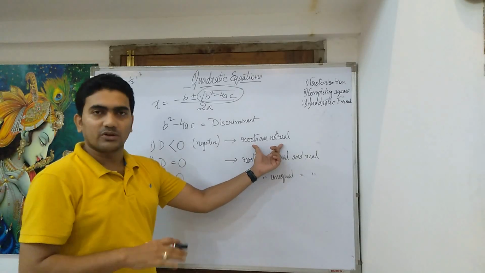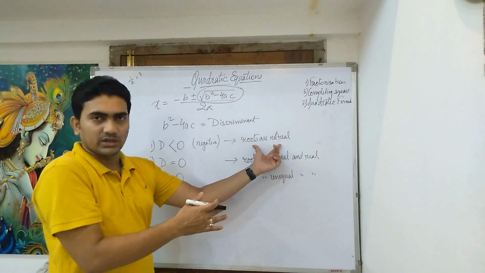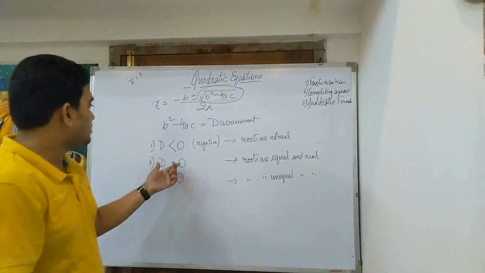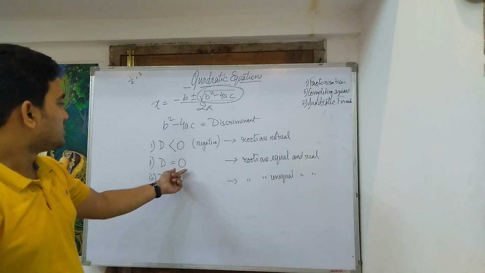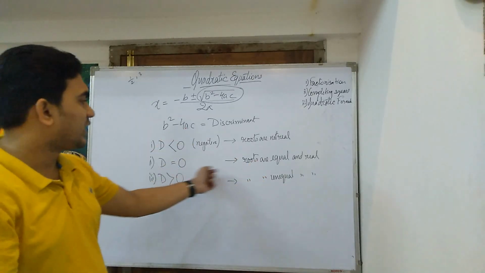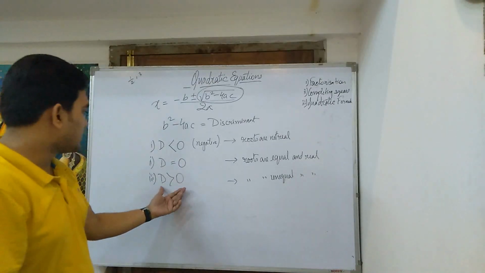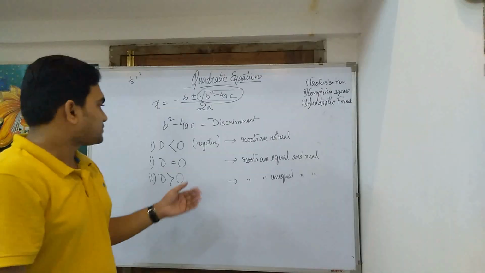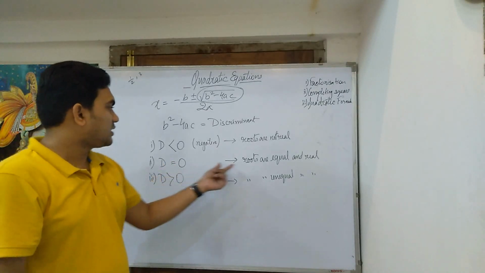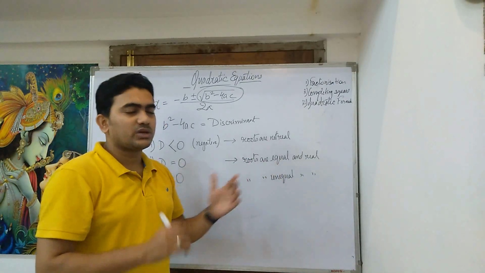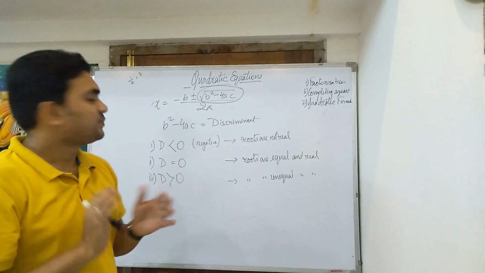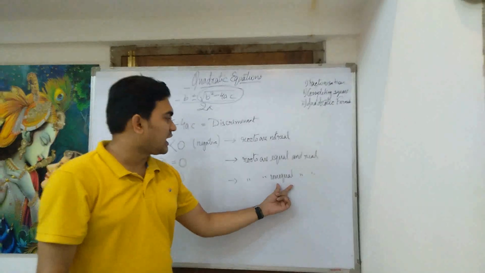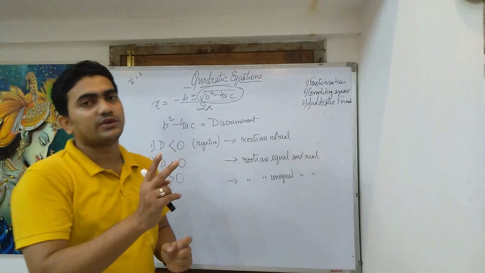If b square minus 4ac comes out to be negative, then we cannot find any real root. The sum has to be stopped there. If on checking it is 0, we can move on. We will have real roots. Again, if it is more than 0, we can move on. But in this case, the roots are going to be real. That means we are going to find only one value. And in this case, they are going to be unequal. That is, we are going to have two different values.